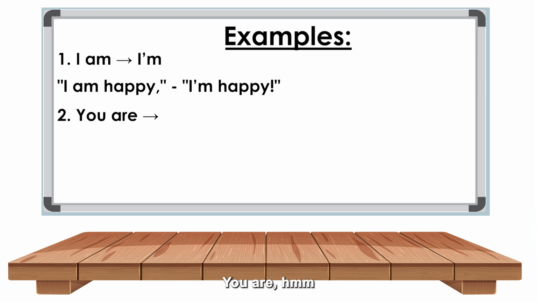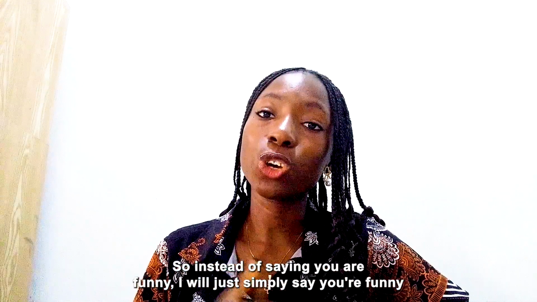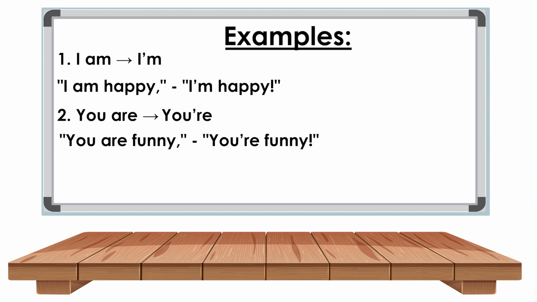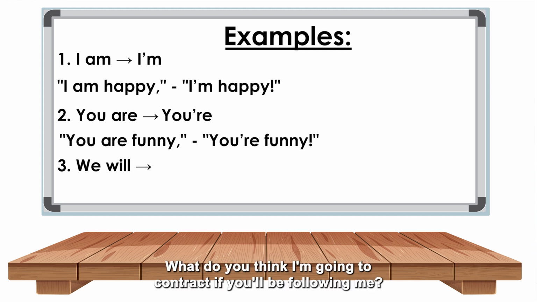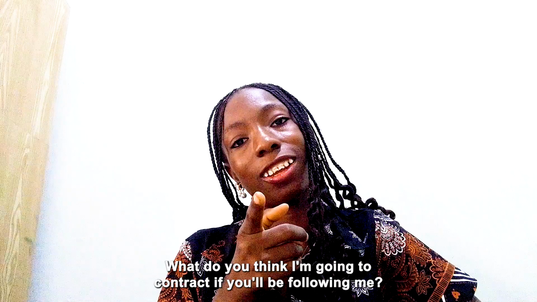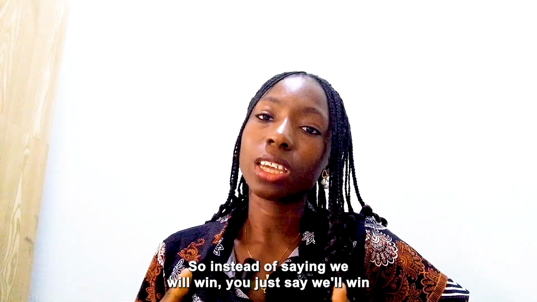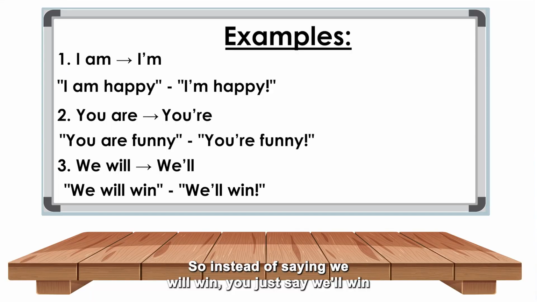You are. I think I'm going to remove the A, yes, and then it will change to you're. So instead of saying you are funny, I will just simply say you're funny. And for we will, what do you think I'm going to remove if you're following me? The W and I for will, yes. So instead of saying we will win, you just say we'll win.